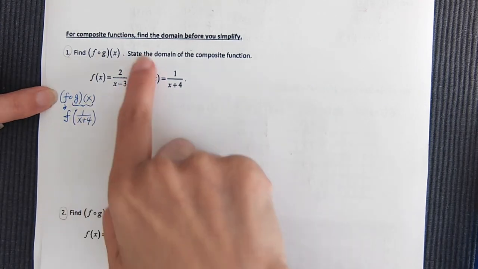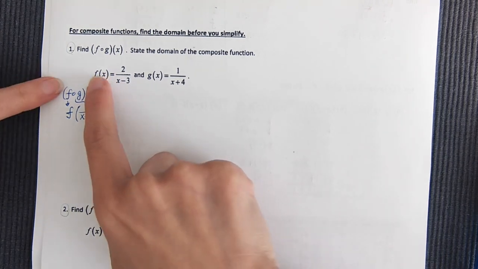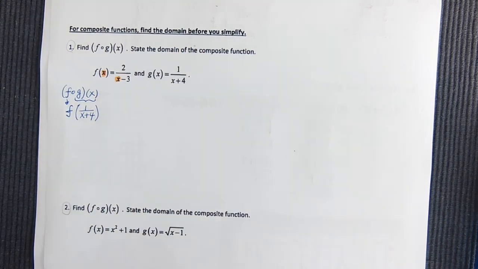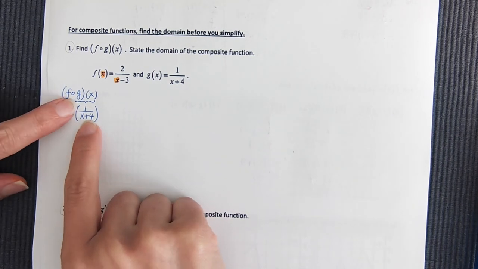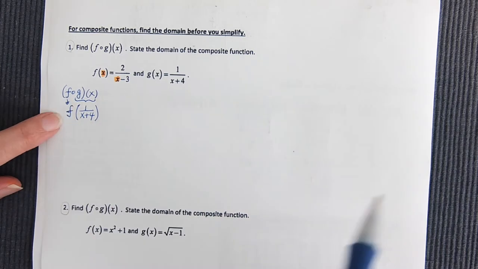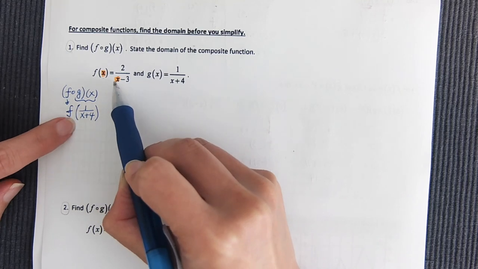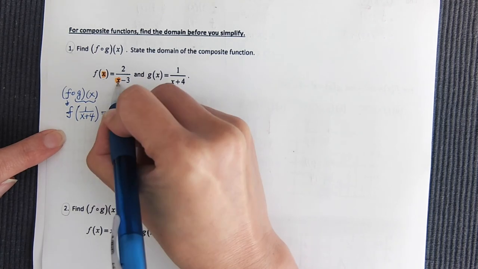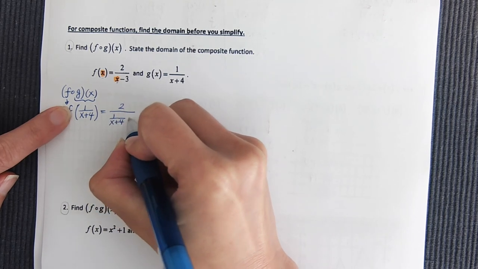So now I have to pay attention to what f is. My f is this guy, right? f of x is 2 over x minus 3. So if I have an x, now my question is changed. No more x, what's happening here? It's 1 over x plus 4. So that whole thing replaces this part. Did you see the answer? Make sure that x is changed to that whole big thing: 1 over x plus 4, minus 3.